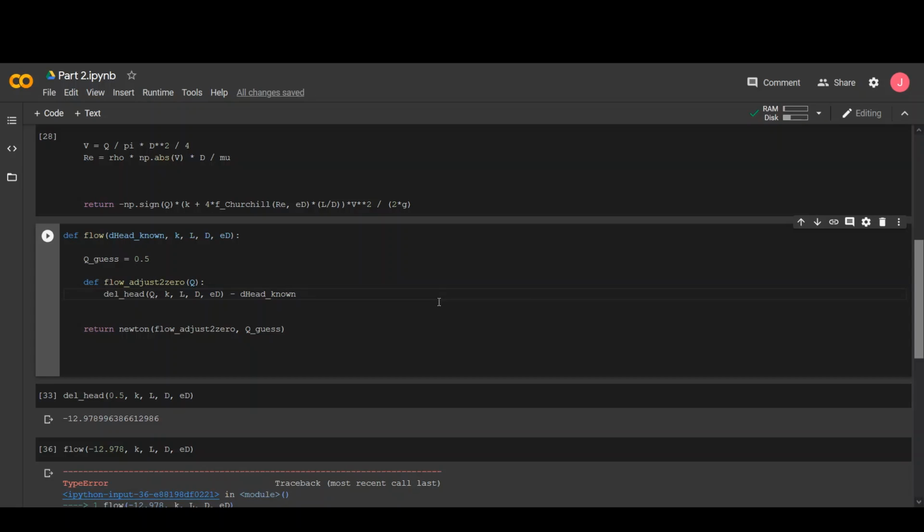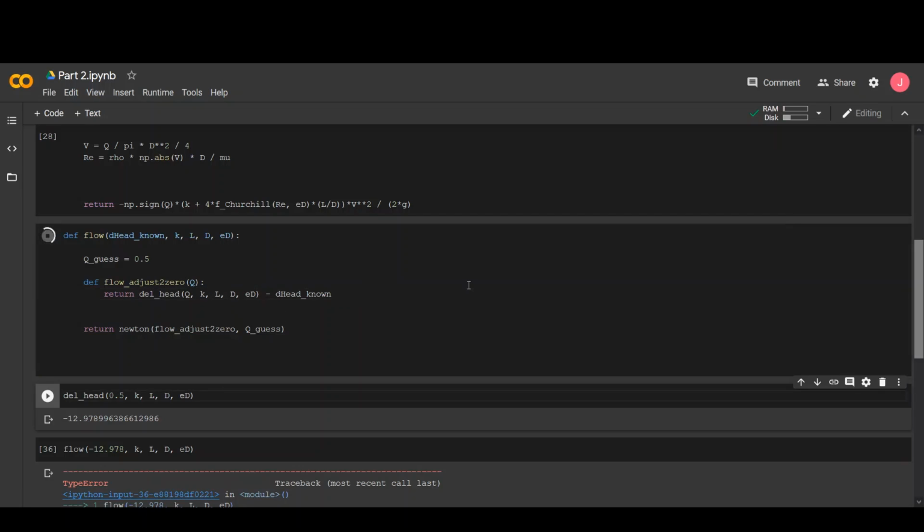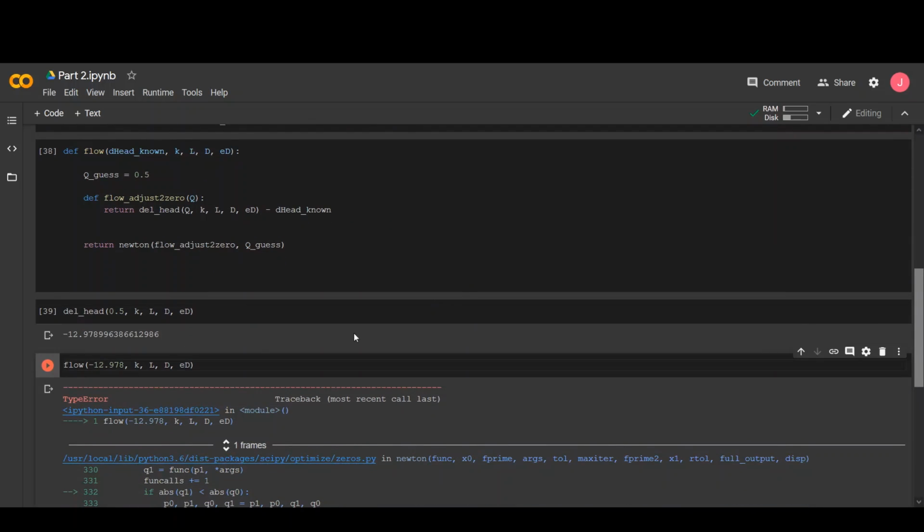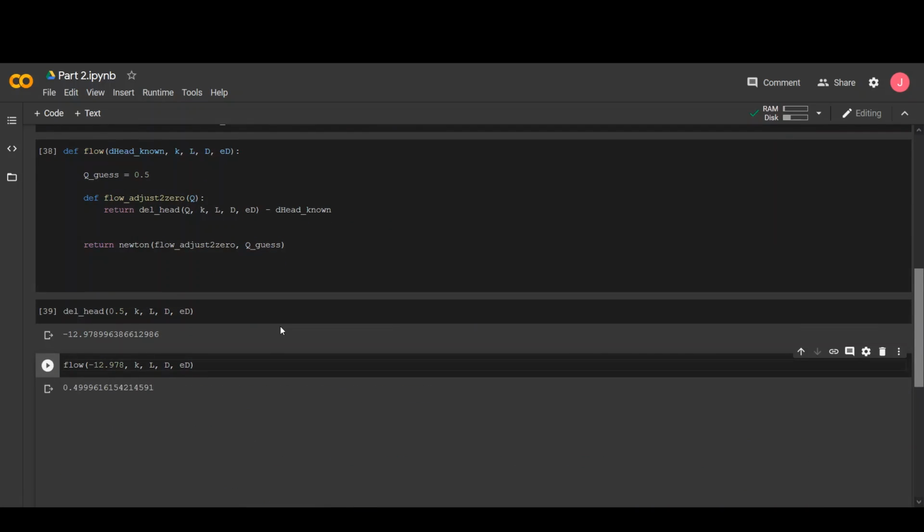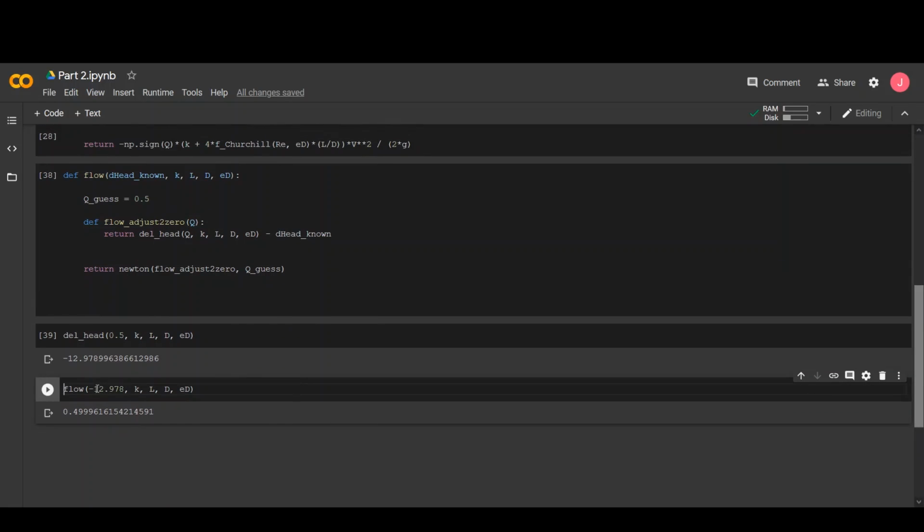Okay, so let's keep thinking about this. Oh, this is pretty obvious. Okay, so I didn't return anything there, right? So the Newton didn't know what was, okay, so let's see if that did anything for us. Okay. All right, look at that. This is pretty close to 0.5, right? Because we didn't carry all these decimals. Perfect.